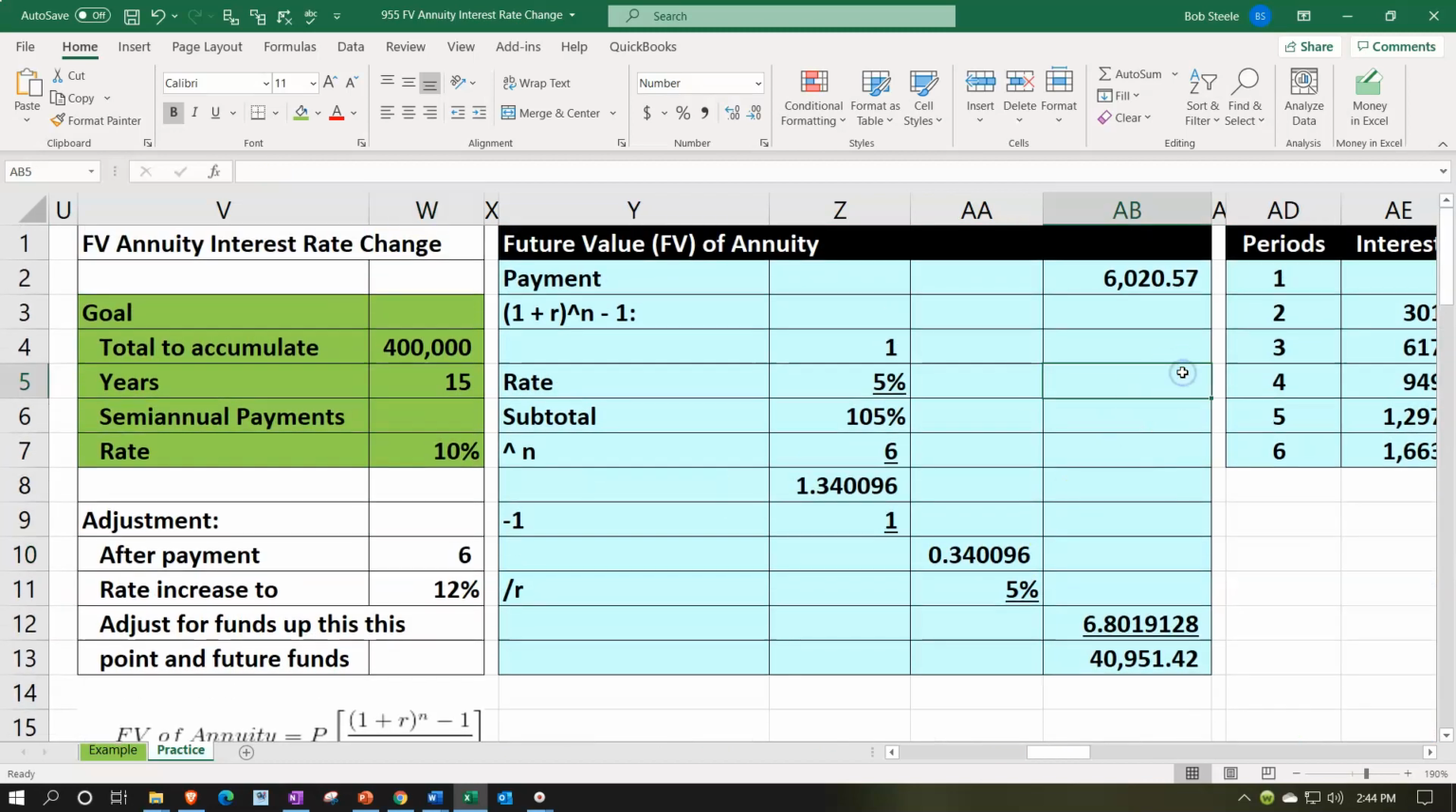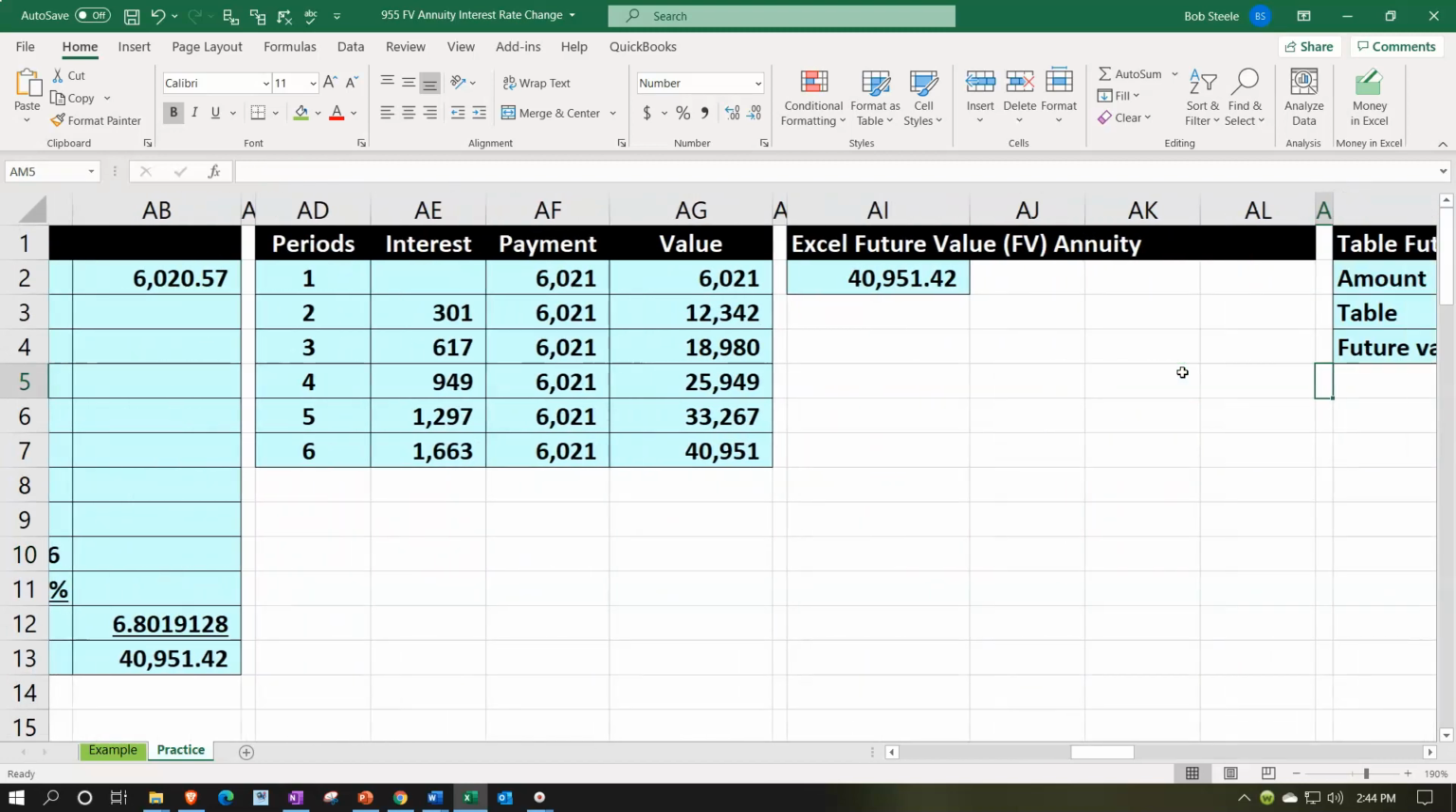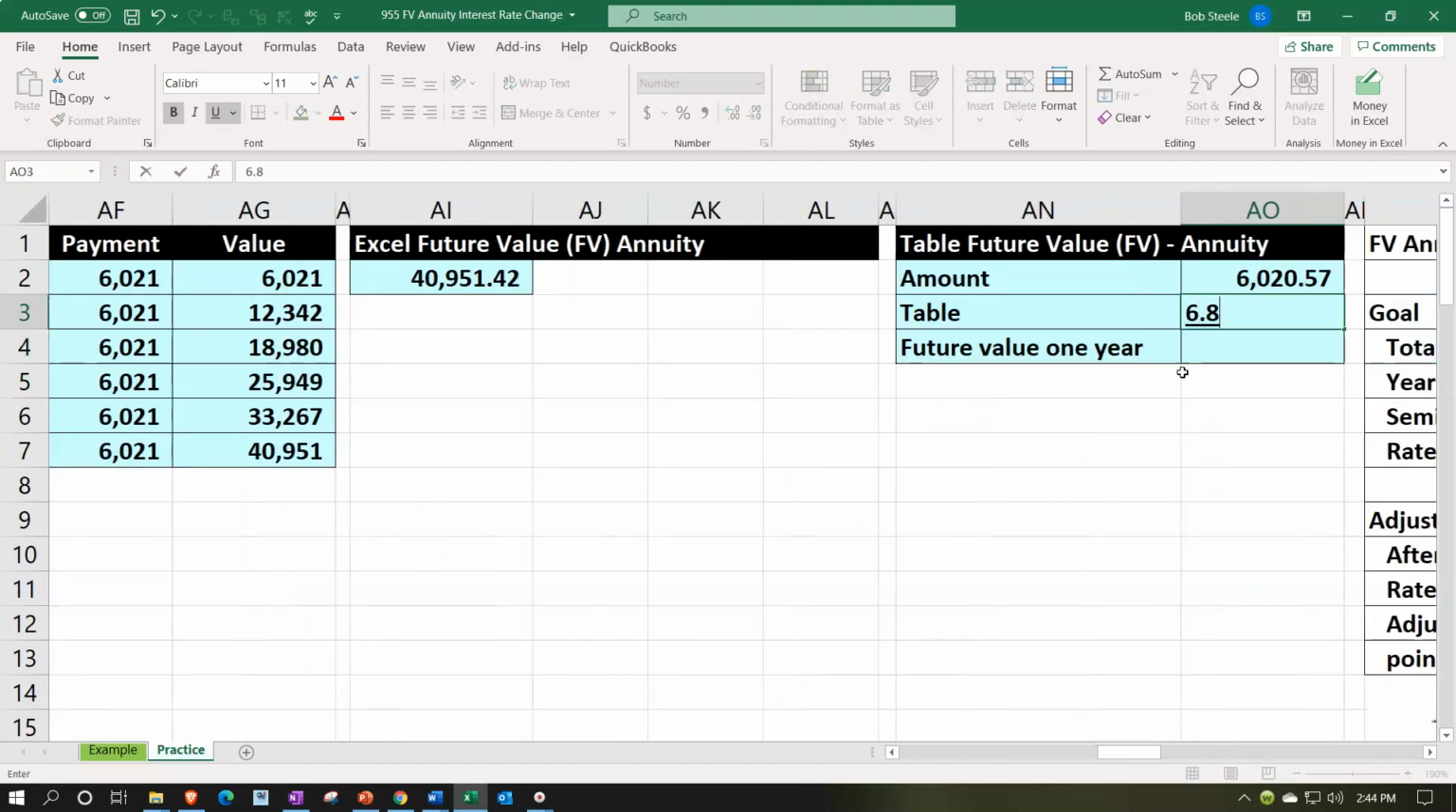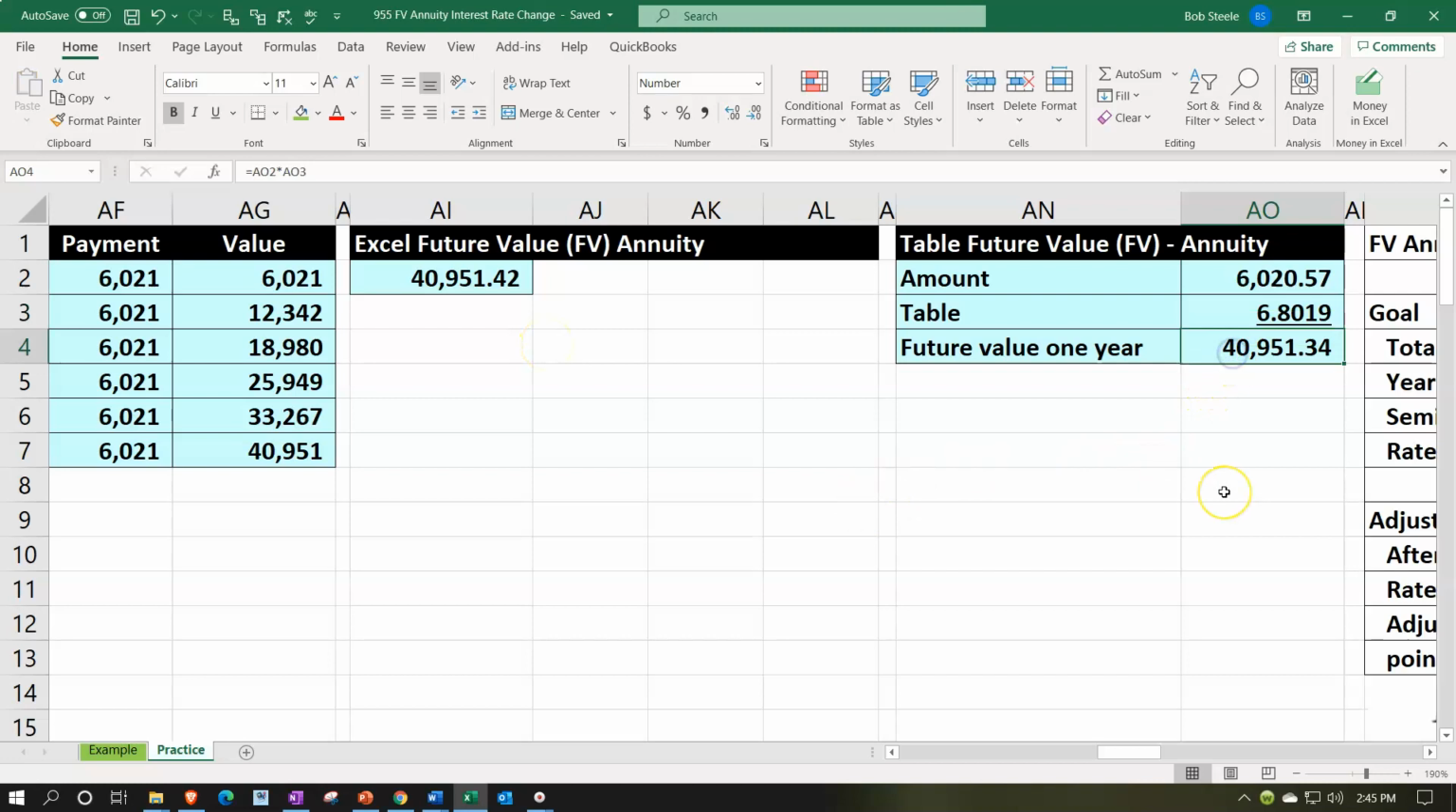6.8019. Multiplying that out, and we should then get, once again, close to the 40,951, a little bit different due to rounding. Okay, so now we figured out where we stand at this point in time.